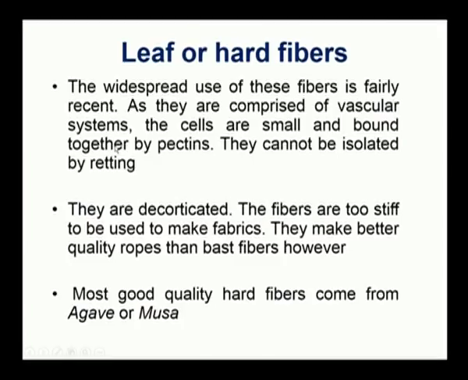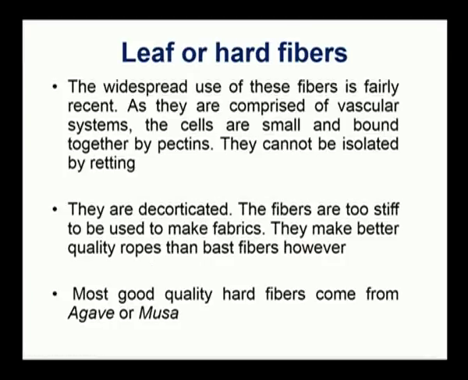Pectin is a layer of plant material in the leaf, and especially here we can't use the same method we used in the earlier separation of fiber, like retting. This will undergo some other method in order to get our fiber material. They are decorticated. The fibers are too stiff to be used to make fabrics. They make better quality ropes than bast fibers.